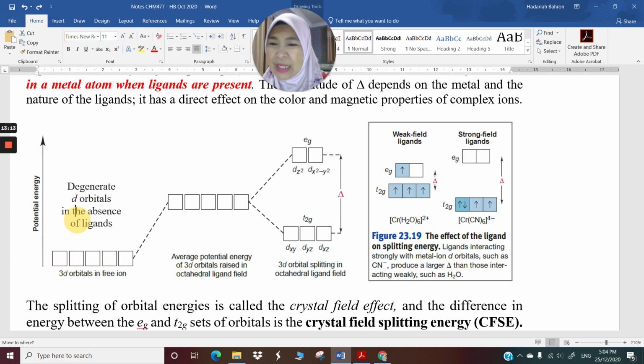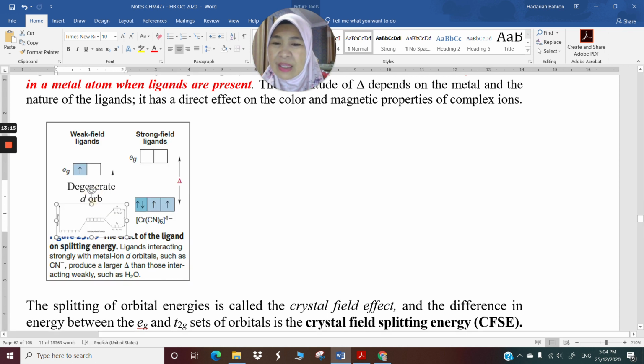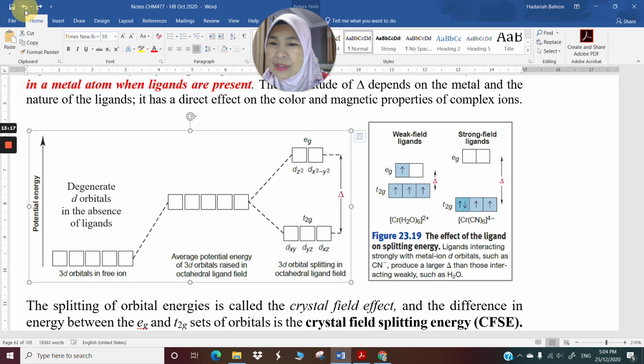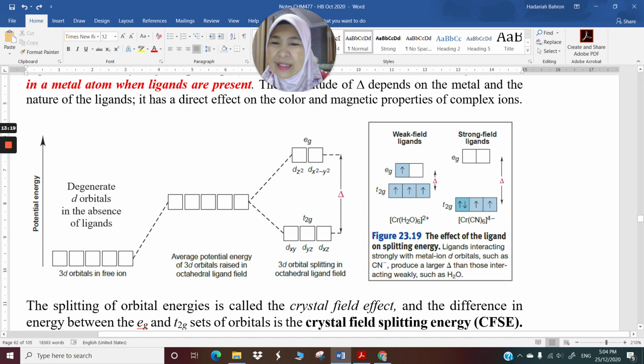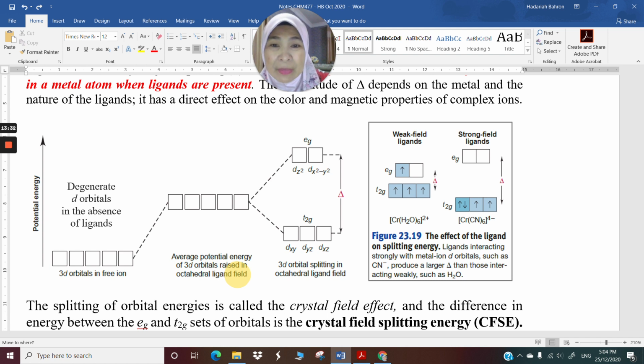Degenerate d orbitals in the absence of ligands. And this is what happens: the average potential energy of the d orbitals is raised in the octahedral ligand field. When the ligands are approaching, remember, ligands are negative point charges. Metals have electrons in them. There is some kind of repulsion between them.